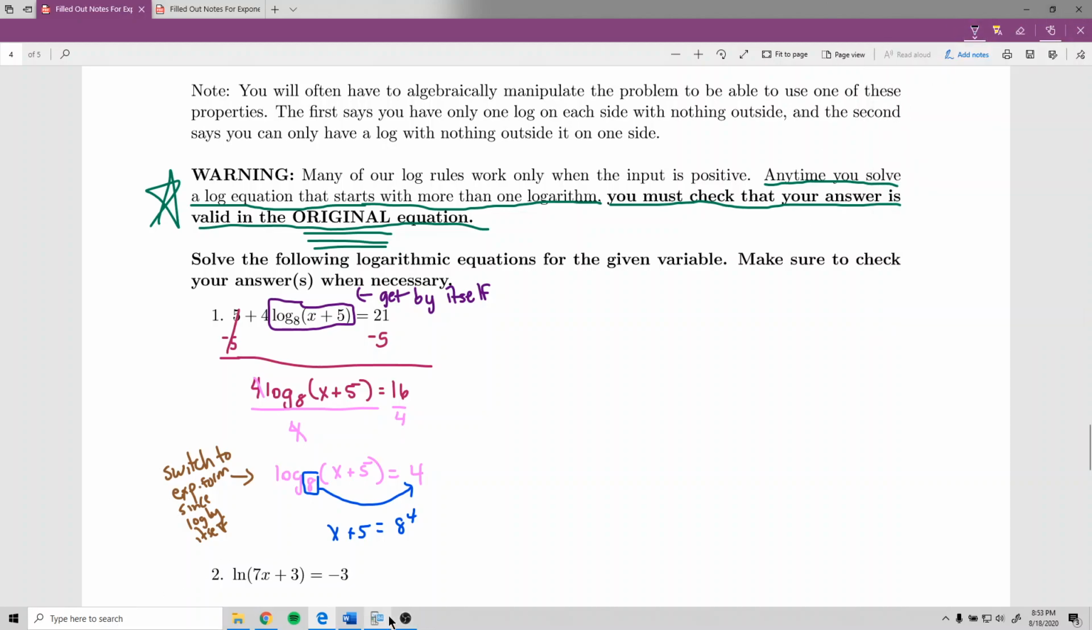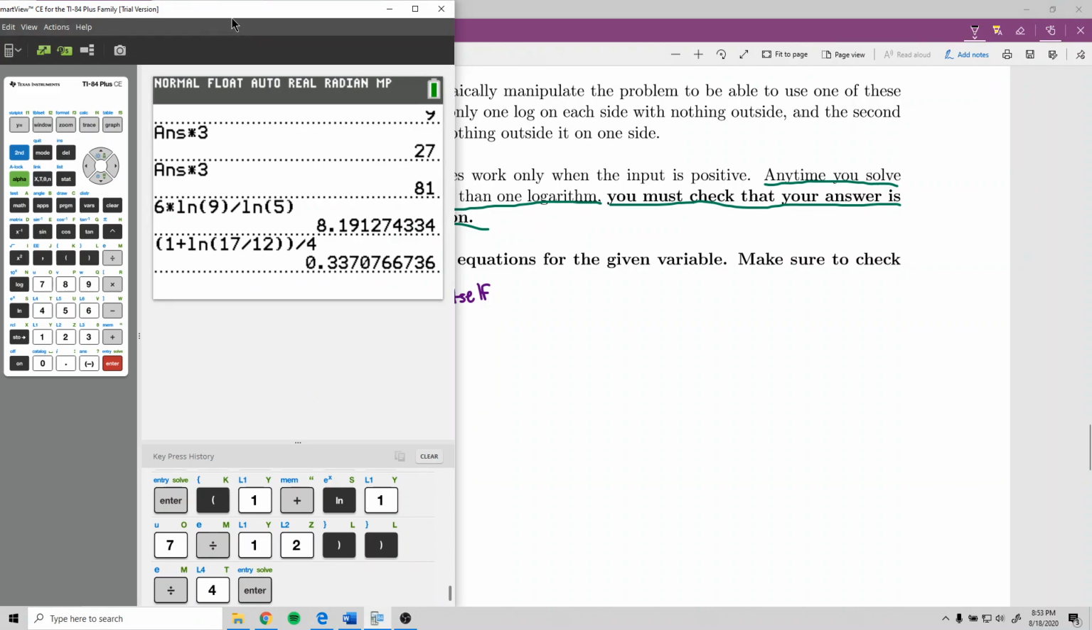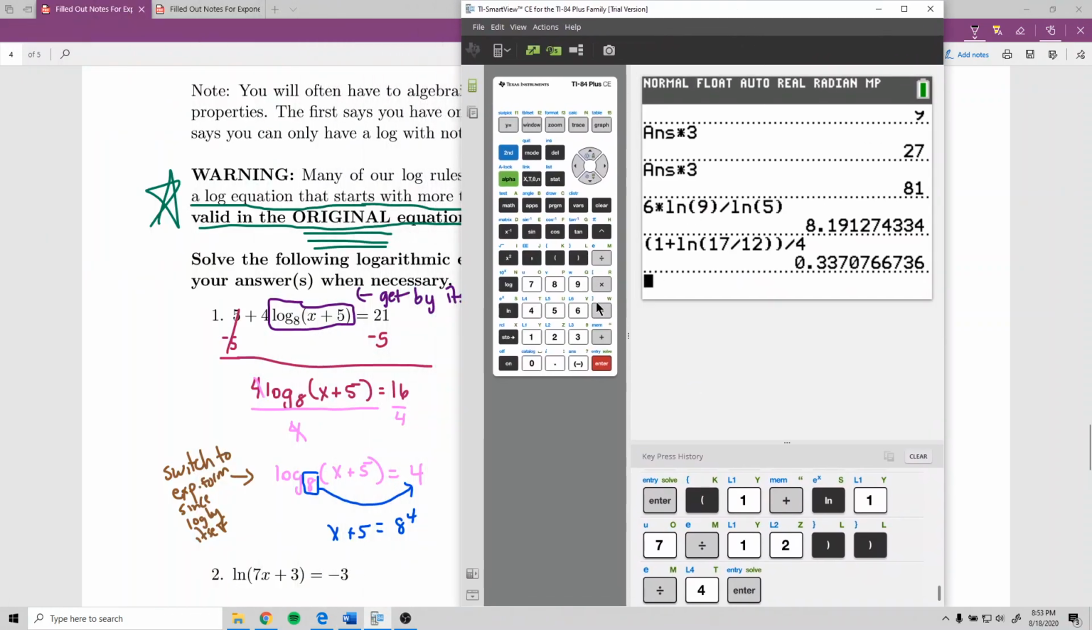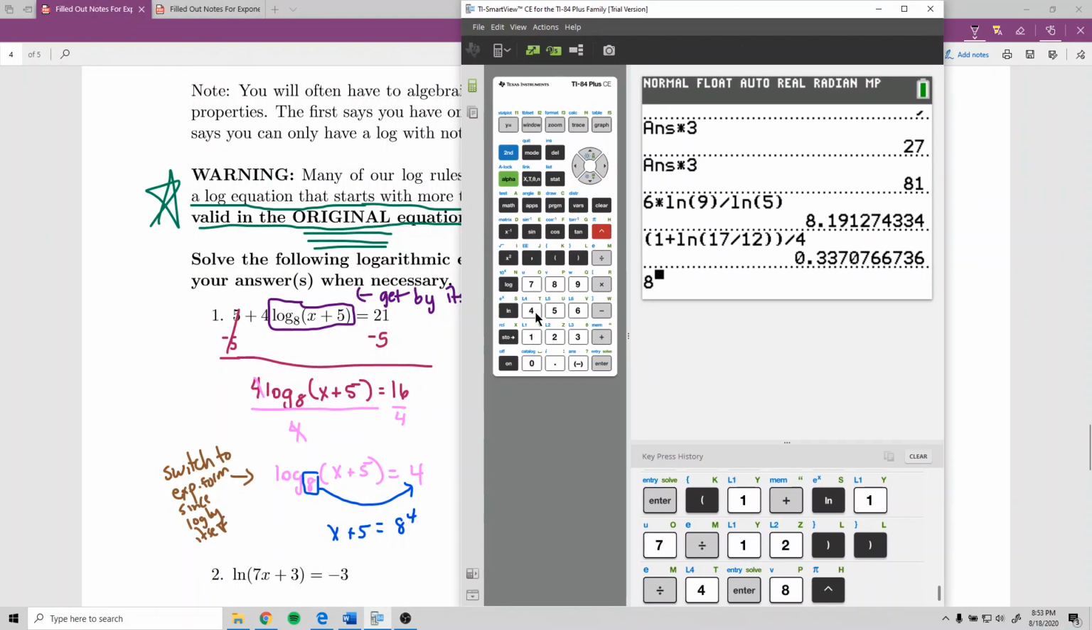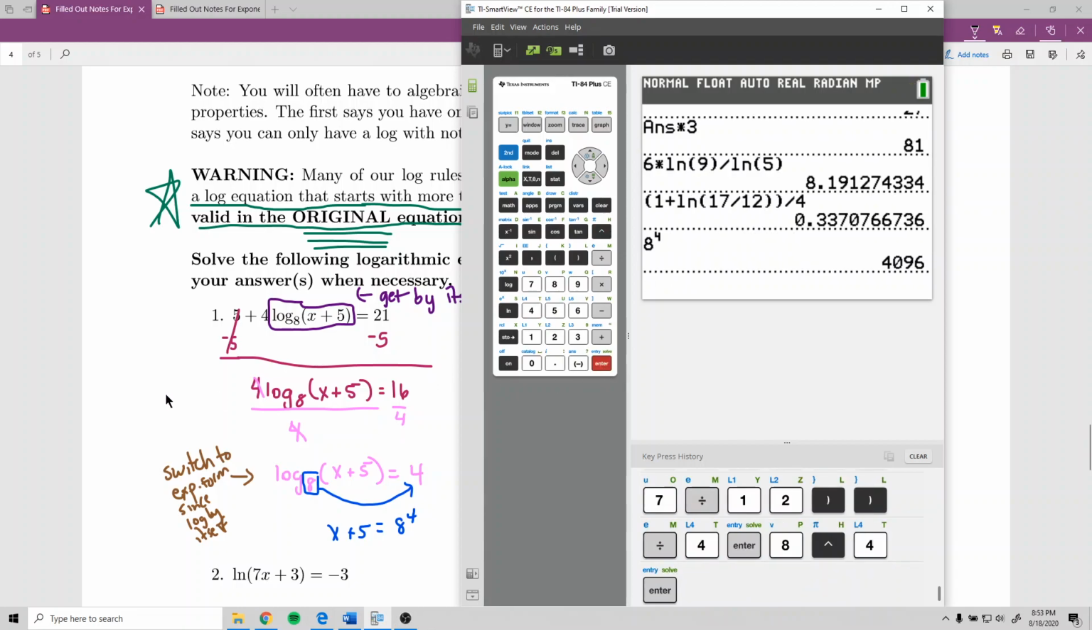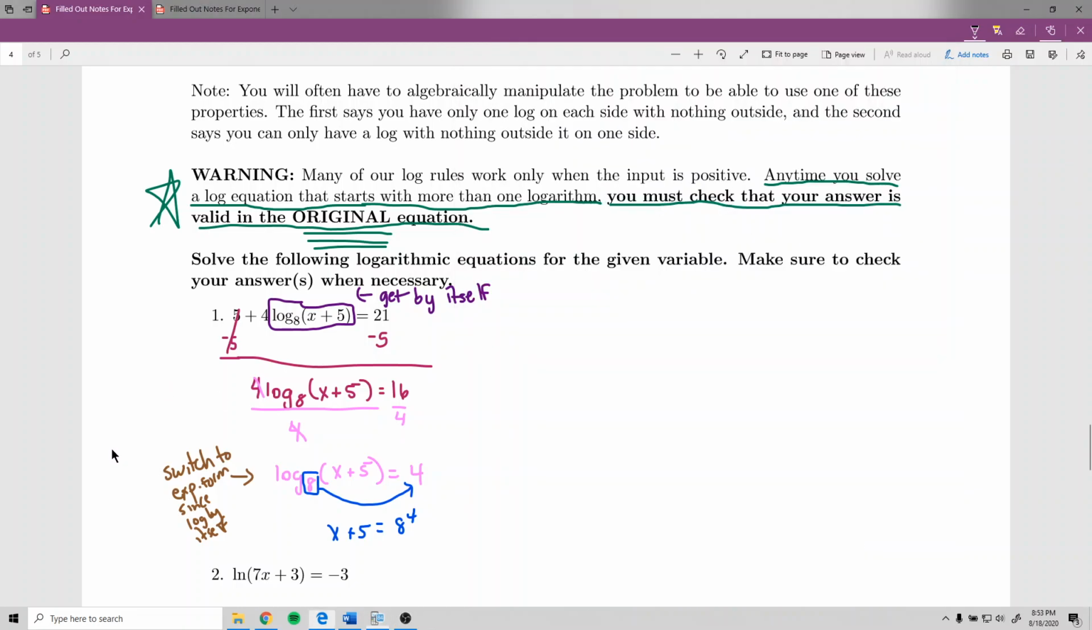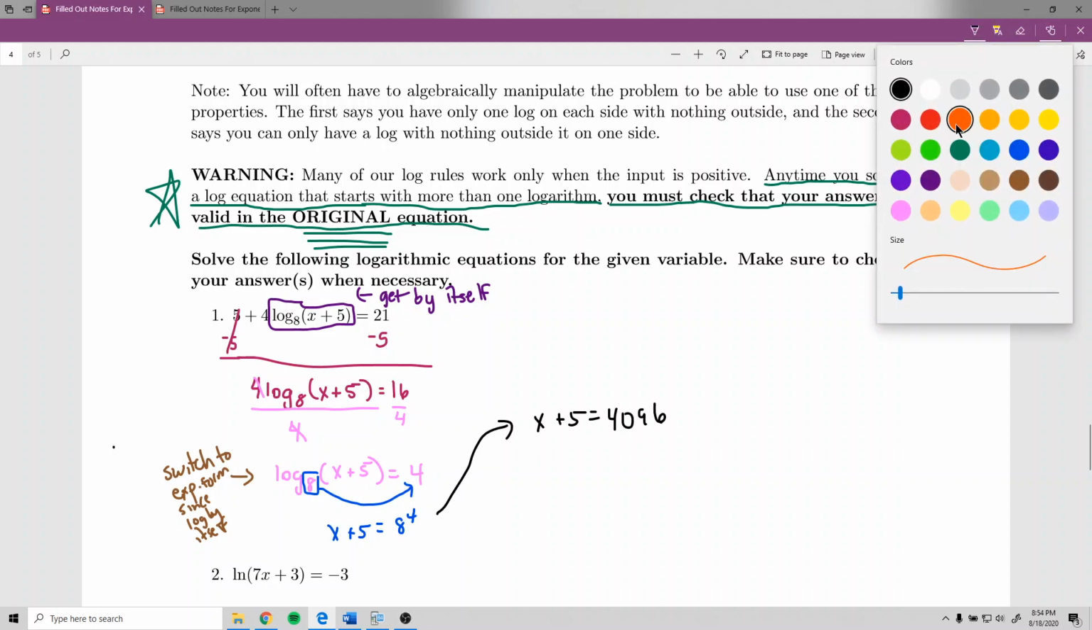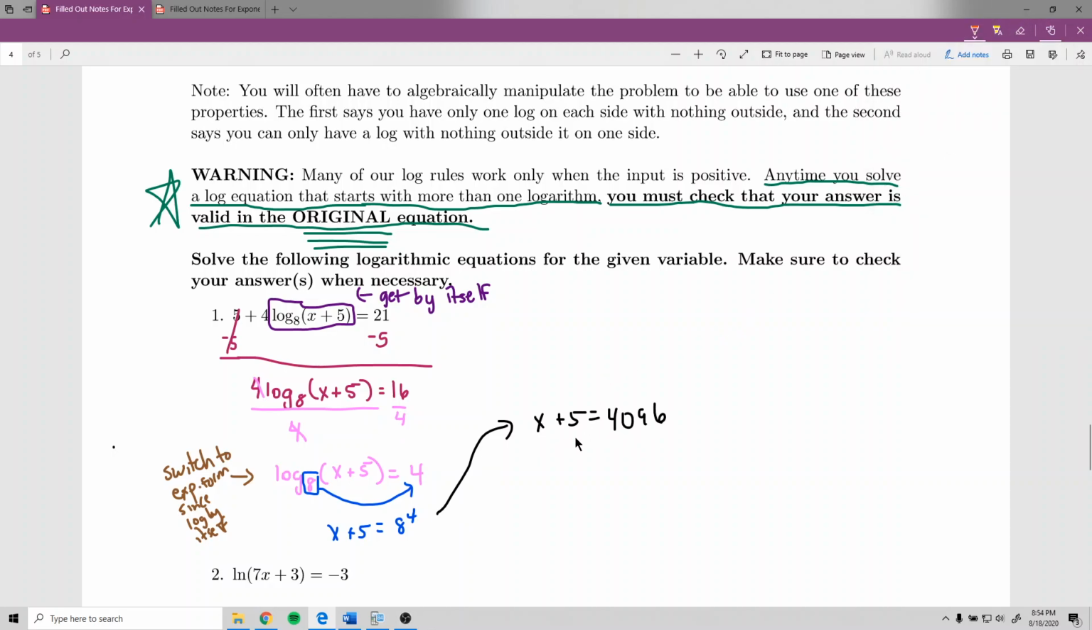Now 8 to the 4th, let's just do that in our calculator because that'll be a whole number and pretty big whole number at that. 8 raised to the 4th power equals 4,096. So x plus 5 equals 4,096. And now you know how to solve this. So you just subtract 5 and get our answer. We get x equals 4,091.